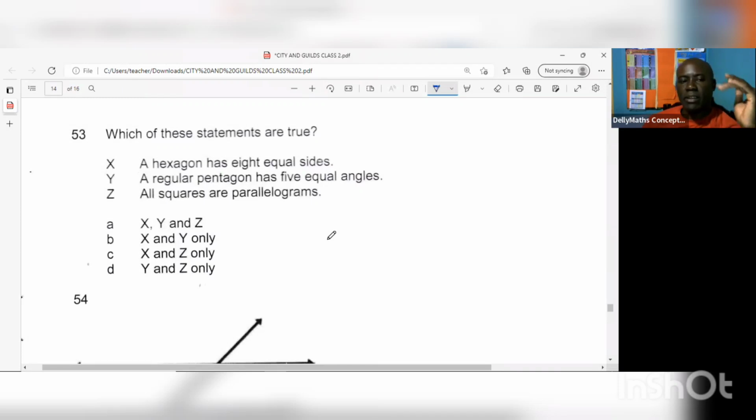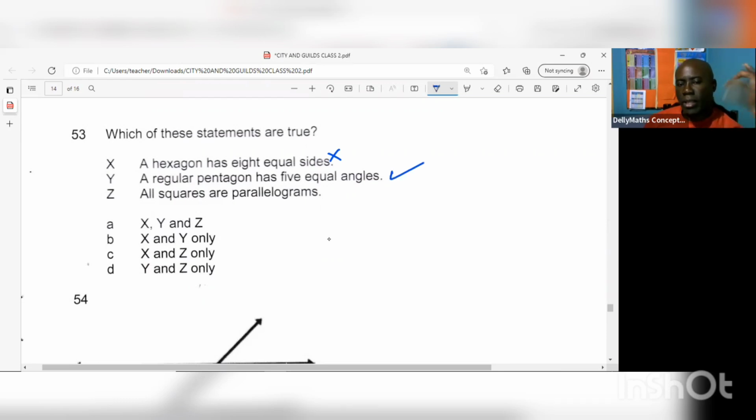Which of the statements are true? A hexagon has 8 equal sides. Incorrect. A regular pentagon has 5 equal angles. All right, this is correct.